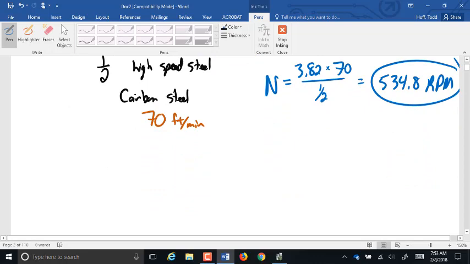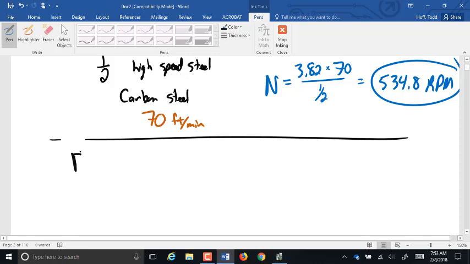Okay. The next step in all this is the feed rate. We'll get to that in a second. I do want to talk a little bit about metric cutting speed.